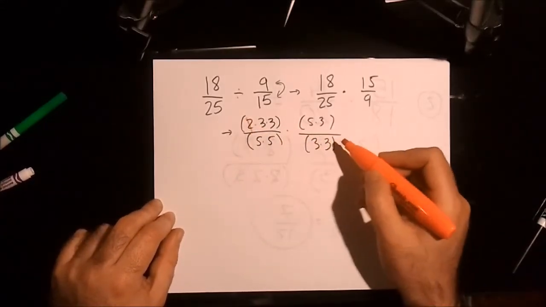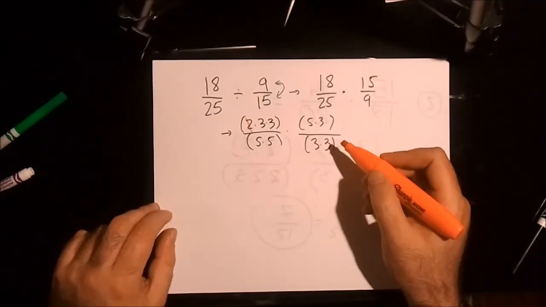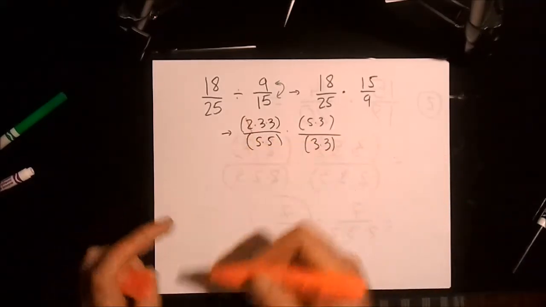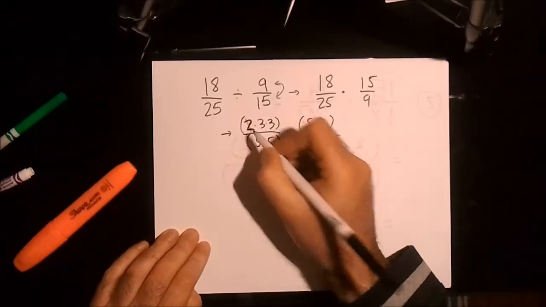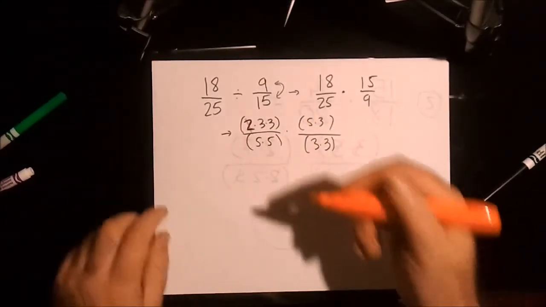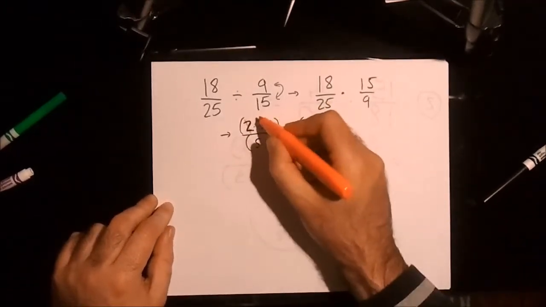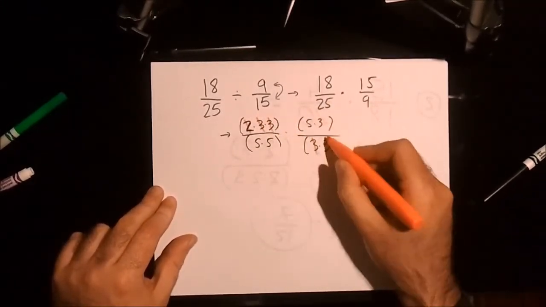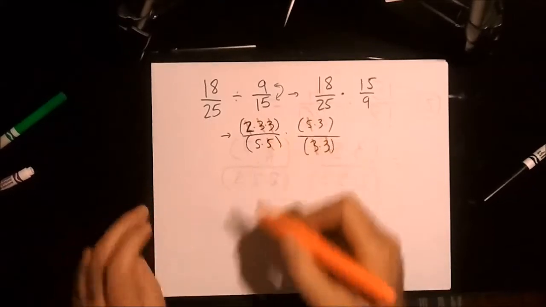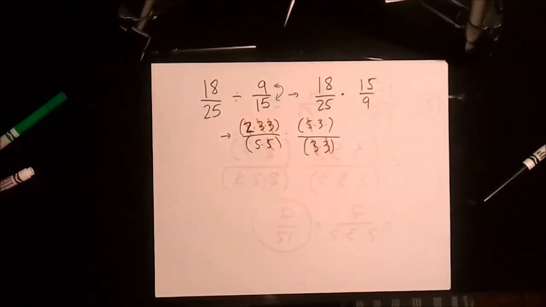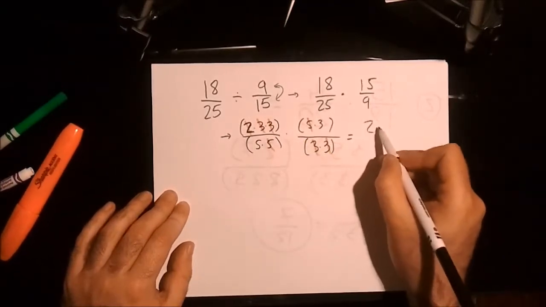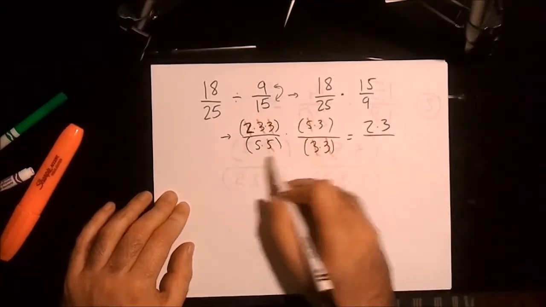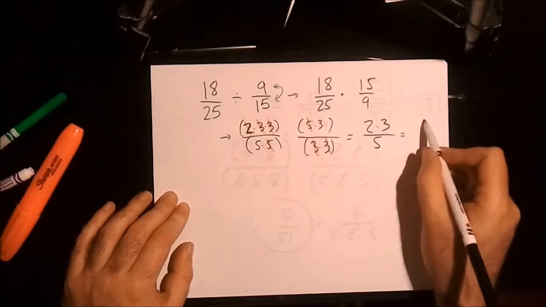Ooh, that was premature. That 2 actually stays, but 2 does not cancel, because I have no 2's on the bottom. 3 with 3, 3 with 3, 5 with 5, and that's it. And that 2 actually stays. So at the top I have this 2 that never got cancelled, times 3. On the bottom I have just a 5.